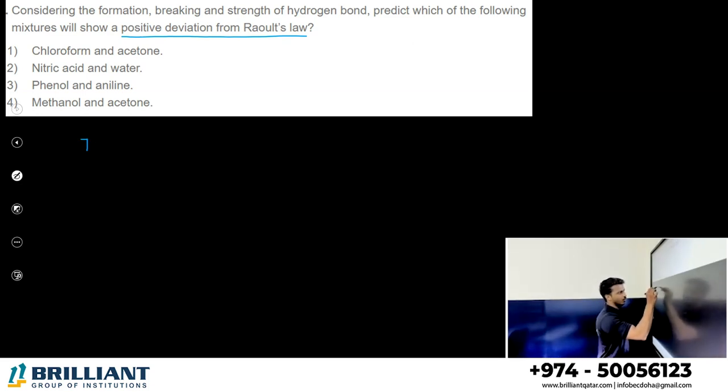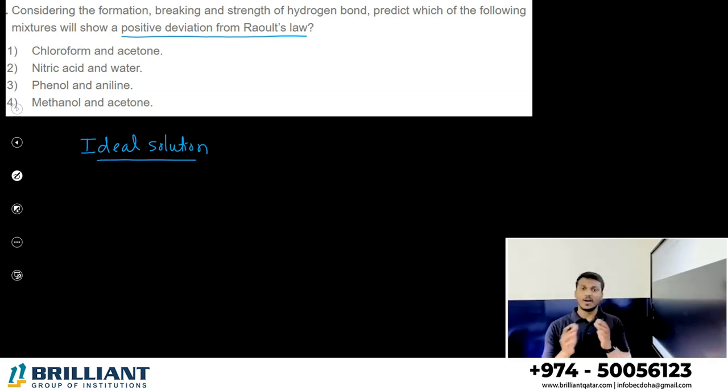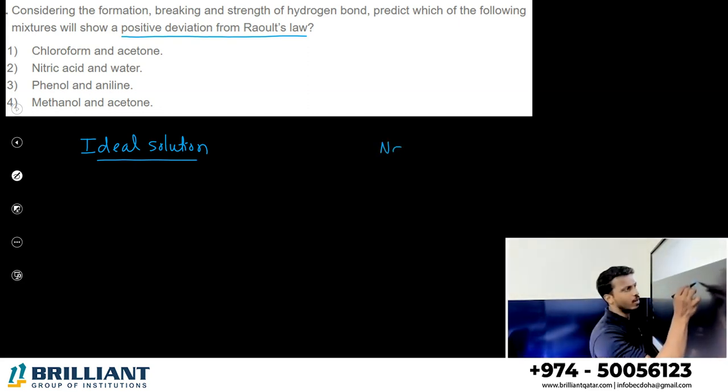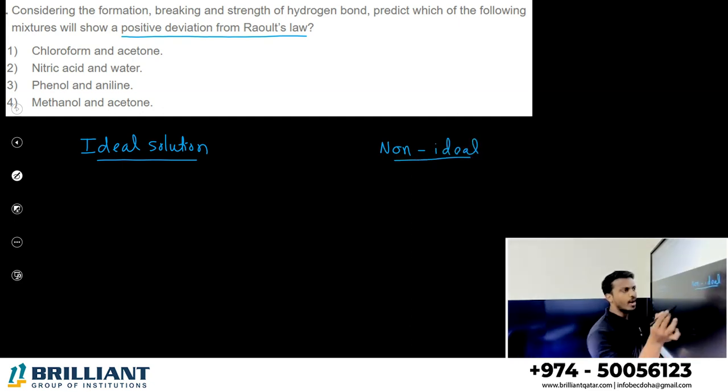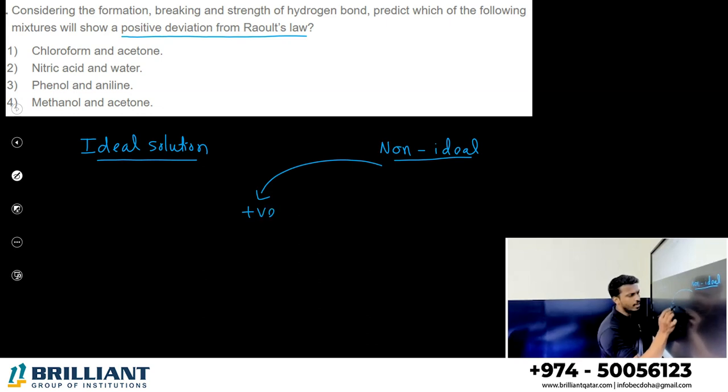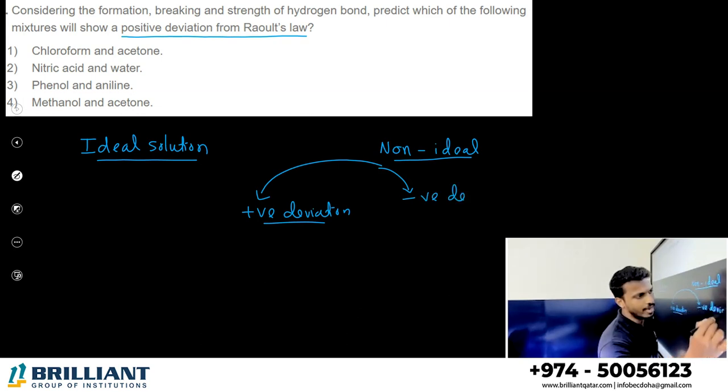First one, ideal solution. You know the properties. An ideal solution is a solution which obeys Raoult's law for a wide range of concentration and temperature. Raoult's law equations are applicable. Delta H mixing is 0, delta V mixing is 0, AB interaction is approximately equal to AA and BB interaction. And one more point, ideal solution will not form an azeotrope. Then non-ideal solutions are of two types: positive deviation and negative deviation.